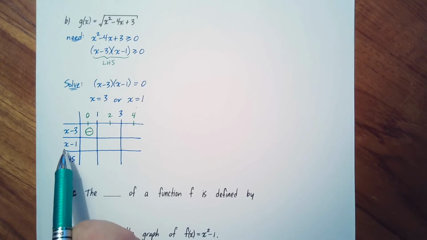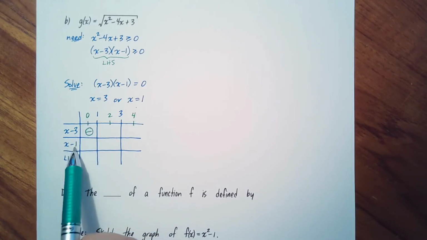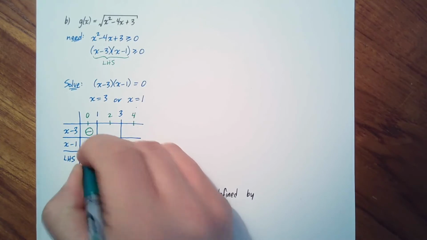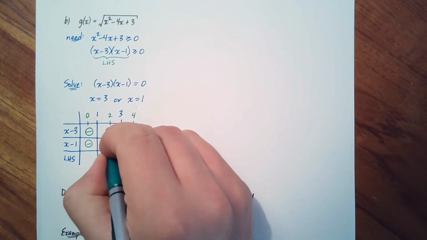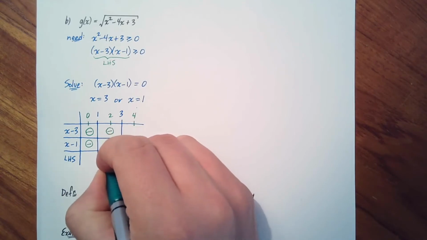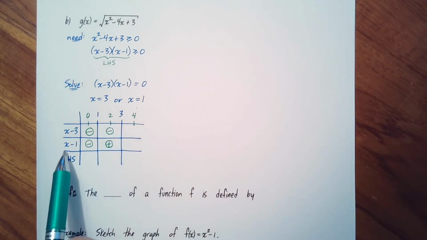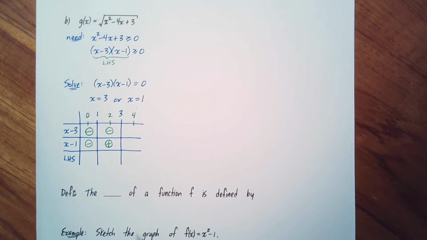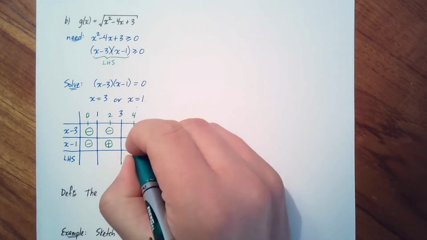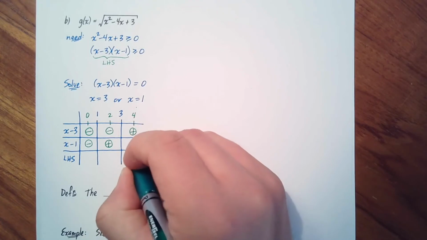Okay, what about for x minus 1? If I plug 0 into x minus 1, I get 0 minus 1, which is negative. It's negative 1, but you just care about the positive or negative. That's all you care about. So now if I plug in 2 to each of these expressions, I'm going to get a negative for the first one and a positive for the second one, right? Because if I plug in 2 here, I'll get 2 minus 1, which is positive 1. So that's why I had a positive. And if you plug in 4 to each of those expressions, you're going to get a positive for both.